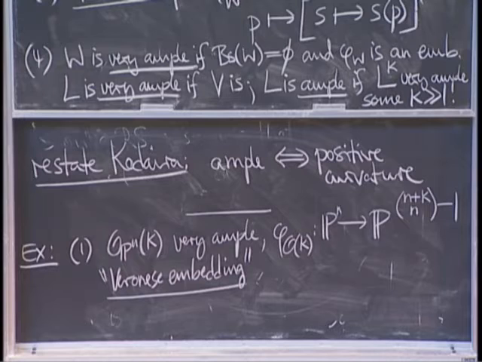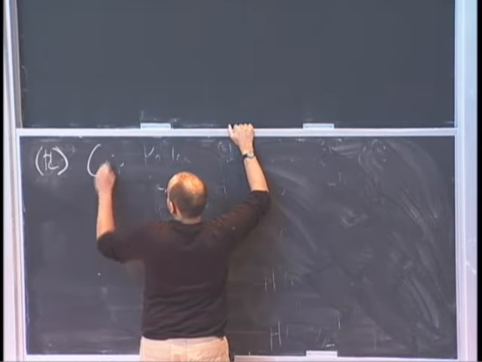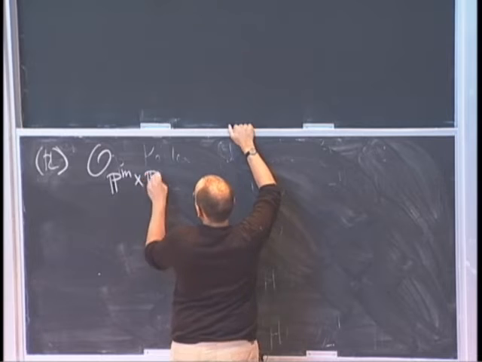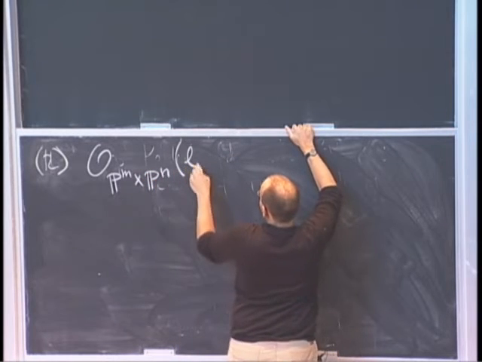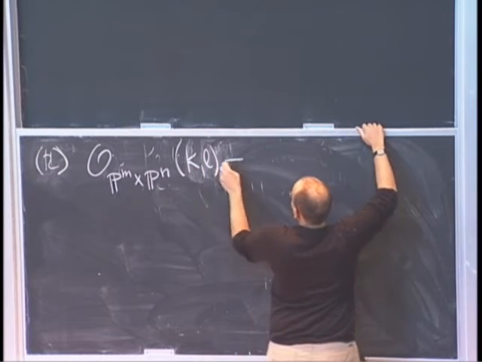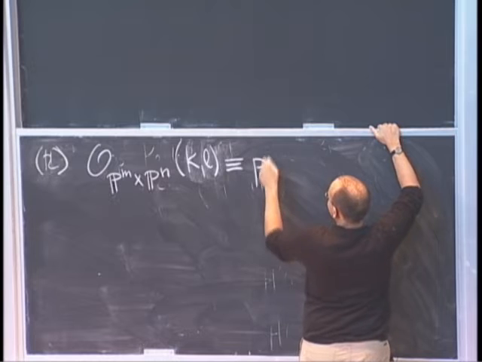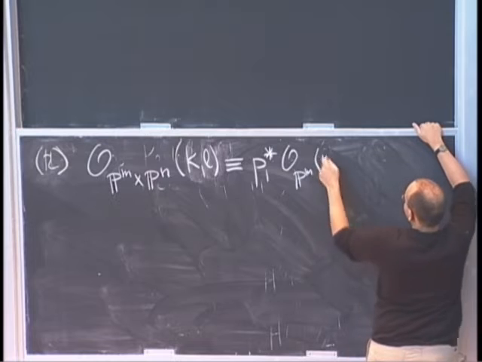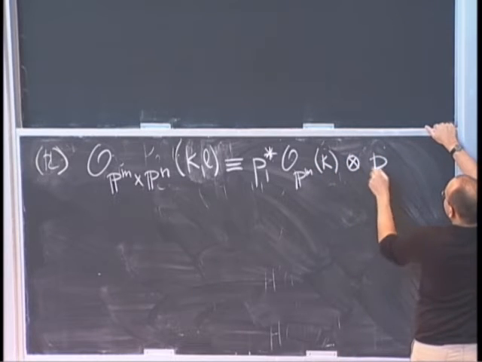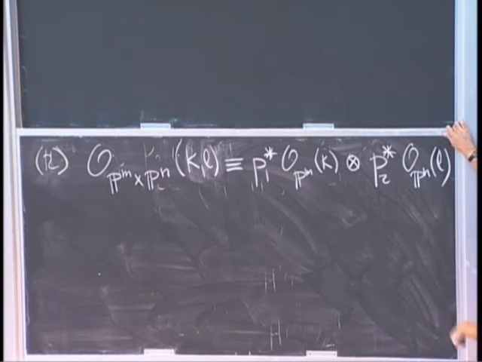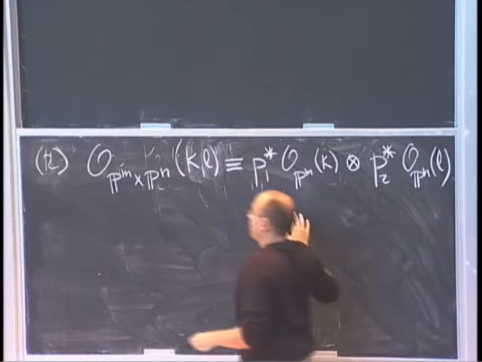The second example is if you take a line bundle on P^m times P^n of bidegree k and l. By definition, you pull back O_{P^m}(k) from the first factor and tensor it with the pullback of O_{P^n}(l) on the second factor. This is always very ample if k and l are positive.